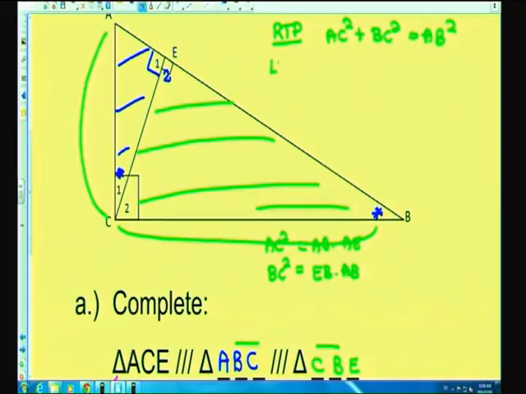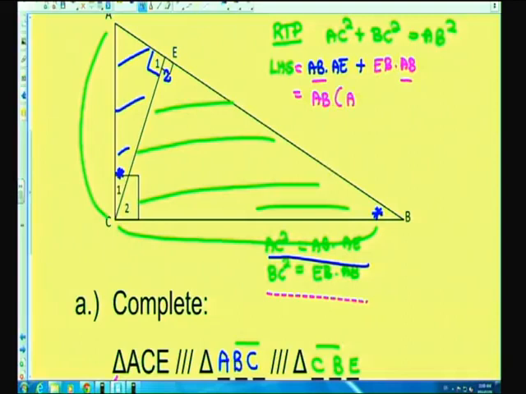So if we start on the left-hand side, we can replace our AC squared with that expression, so we can say it's AB times AE. And we can replace our BC squared with that expression, and I think I better not use a spotty one. So it's going to be EB times AB. Right, now if we look at that, we can see that AB is a common factor. So let's take it out. So AB comes out, leaving me with AE plus EB.